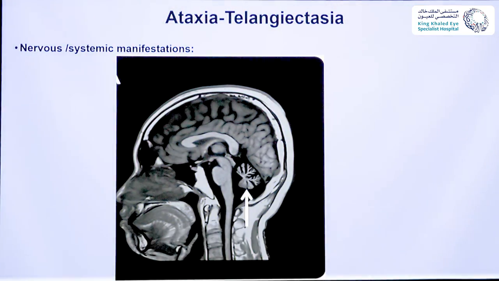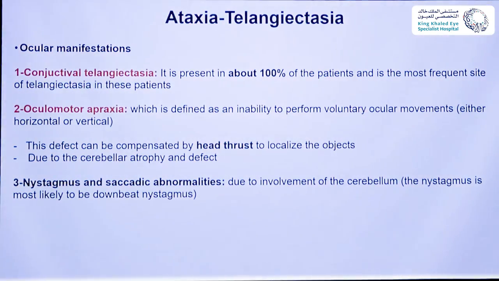And this is the cerebellar atrophy that can be noticed in radiographic imaging. Ocular manifestation involves conjunctival telangiectasia and oculomotor apraxia. These are the characteristic findings that can happen in ocular tissue or orbital tissue. The conjunctival telangiectasia is more common, but oculomotor apraxia has been reported to be associated with ataxia telangiectasia.